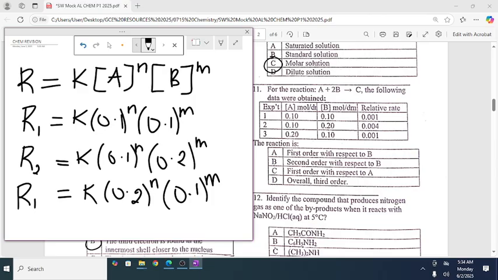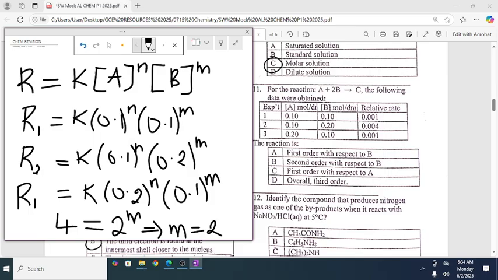So if I take equation 2 divided by equation 1, you'll be taking something like 0.04 divided by 0.01, which is just 4, equal to... your k cancels, your 0.1 to the n cancels. Now 0.2 to the m over 0.1 to the m is just 2 to the m. Which means that m is equal to 2.